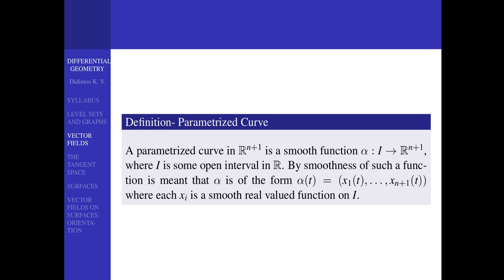Now we can define a parameterized curve. A parameterized curve in R^(n+1) is a smooth function alpha from I to R^(n+1), where I is some interval in R. So this is the definition of a parameterized curve. A parameterized curve is a smooth function. Smooth function means its components are differentiable. Since this was a function from I to R^(n+1), this I is a subset of R, obviously.